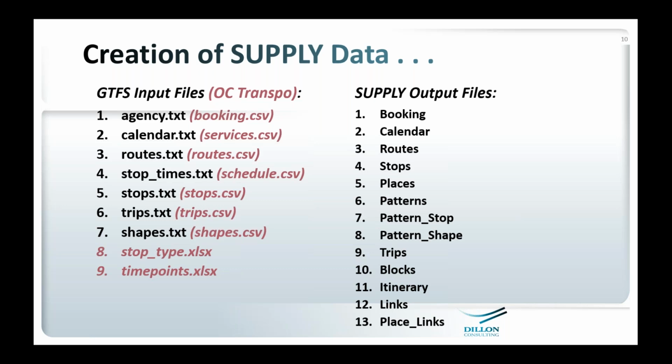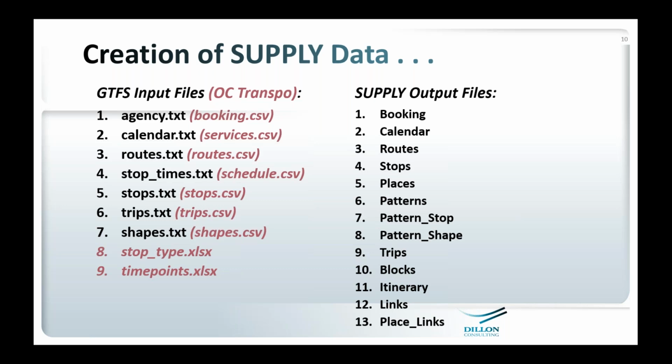A stop type file, file 8 there on the left, was a simple designation of each stop in the OC Transpo network as to whether the stop was in fact a stop or a station on the transitway. And the time points file, file 9, was just a list of which stop each time point or place was assigned to. There are a number of output files. I won't go through them in a lot of detail. Some are very similar to what comes out of the basic GTFS files, but there are a few new ones, like the patterns file.